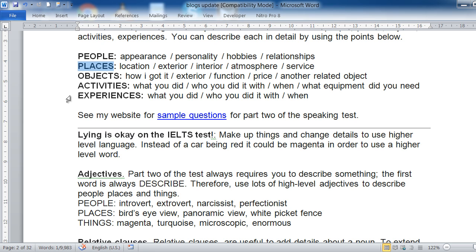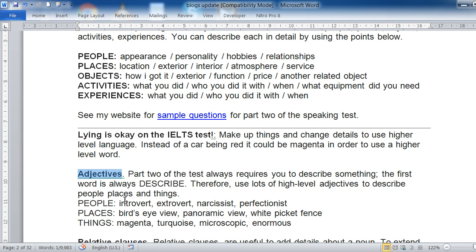You can talk about where you saw the wild animal. You can talk about who was with you when you saw the wild animal. You could talk about maybe having your smartphone and being lucky to get a photo of it. Okay, so that's why I write here, lying is okay on the IELTS test. The examiner doesn't know you, and sometimes you might just invent things to make it easier to talk about your topic. And the other reason is to increase your score for lexical resource. And note the example here, instead of being a red car, we could say it was a magenta car. So we just change things about the truth so that we can show higher level language to the examiner.